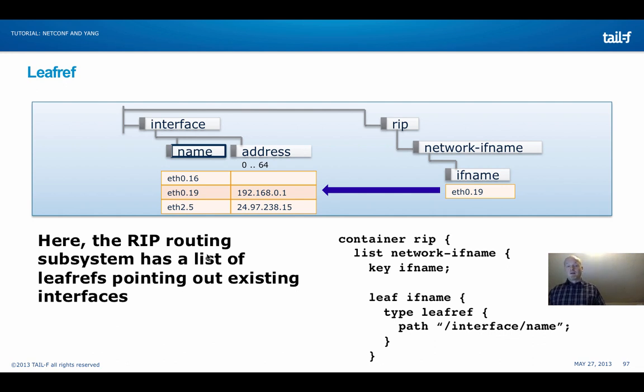So you saw one example, here comes another example. We have interfaces with a name and an address. Then we have the RIP routing, where we have a reference to an IF name. That's a leaf ref referring to interface/name. So this is a path over there. So if 0.19 refers to this specific interface.